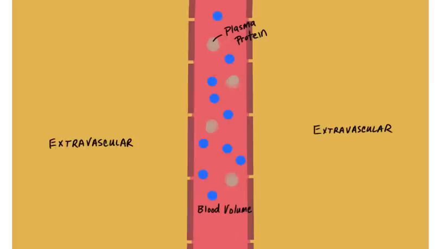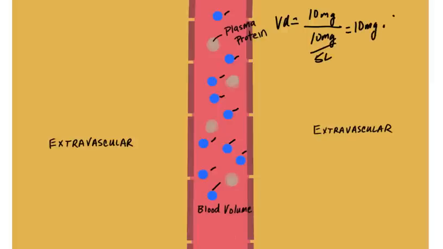Okay, so now what's our volume of distribution? Well, we started off with 10 milligrams, and our volume of distribution is that 10 milligrams divided by our concentration. And in this case, it's 10 milligrams in the average blood volume of 5 liters. We can rewrite that. And in this case, our volume of distribution is 5 liters.